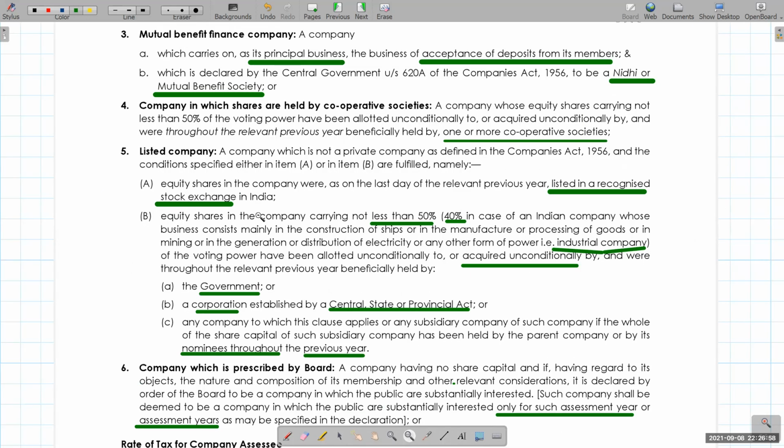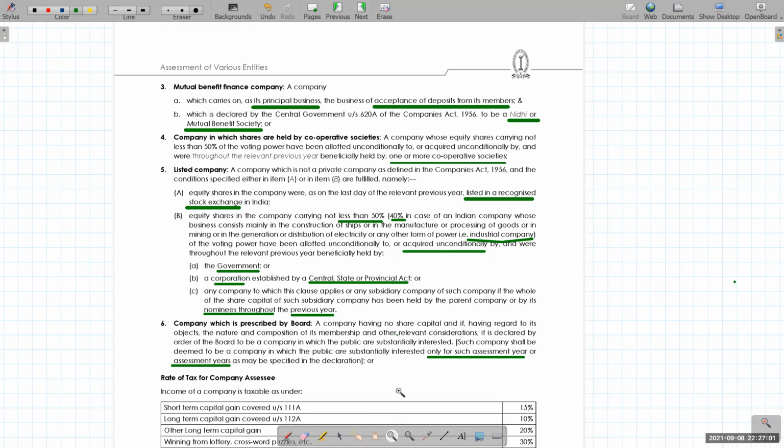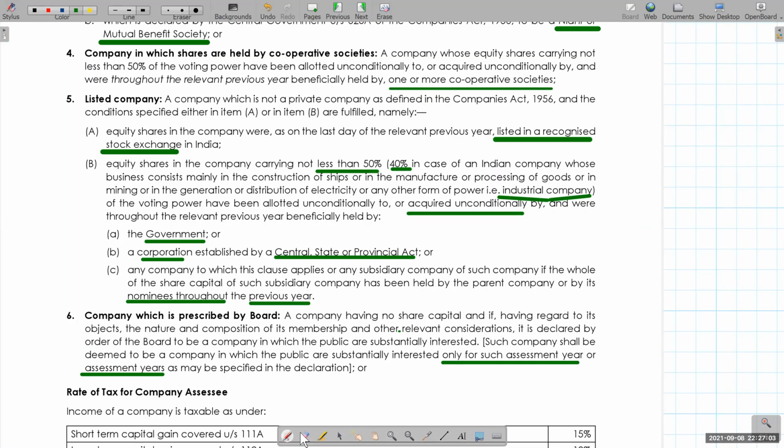So the company which is prescribed by the board is a company having no share capital. Some companies will be formed without having share capital, like a company by guarantee. Having regard to its objective, the nature and composition of membership and other relevant considerations, it should be declared by the board. Board here means the CBDT, who will declare it a substantial interest company, a deemed company. It will then be assessed in the category of company for that particular assessment year, and they will be declared as a company.